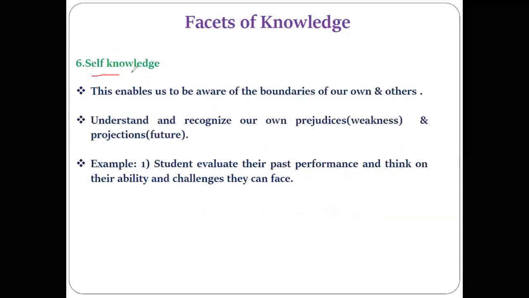And lastly, the important one, the self knowledge. The first point you can understand yourself: this enables us to be aware of the boundaries of our own and others. Who are you, what you are, what you can do, what your skills are, what your weaknesses are, what your future projections are, what your strong points are. So knowing about yourself, that particular knowledge is called what? The self knowledge. Got the point?